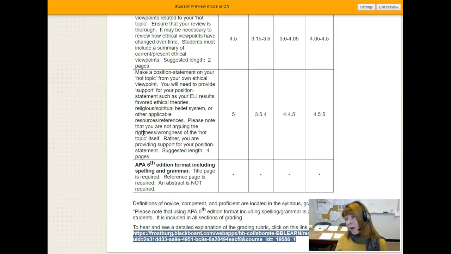So if you just want to write in third-person language for this assignment so that you don't have to change it in the future, that's fine. If you want to use first-person language now and then change it later, that's fine. Do whatever suits you, but I did want to make sure that I mentioned that.